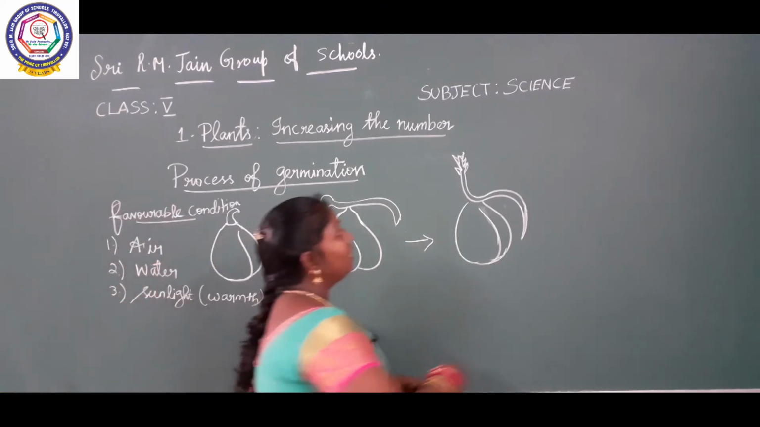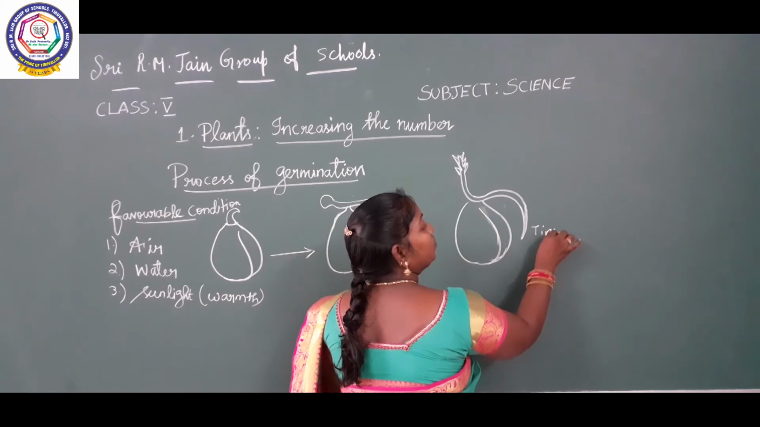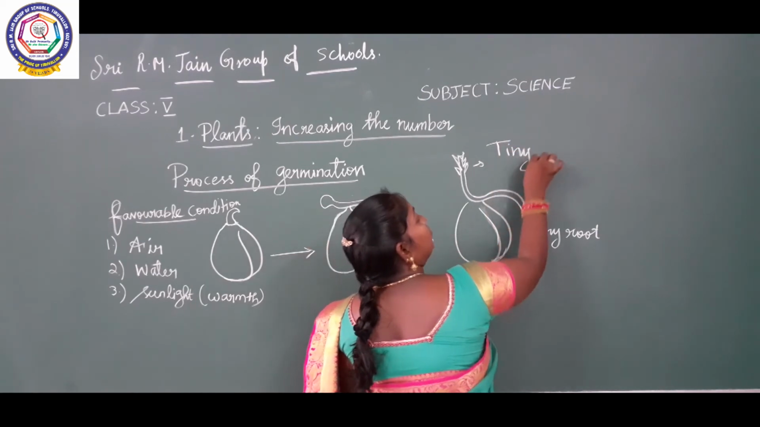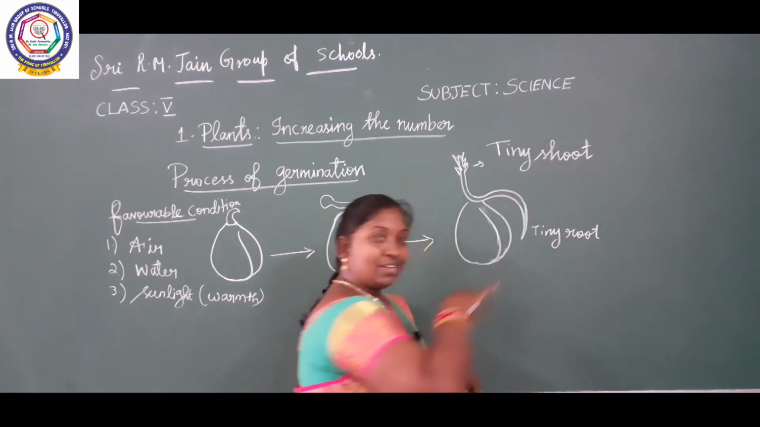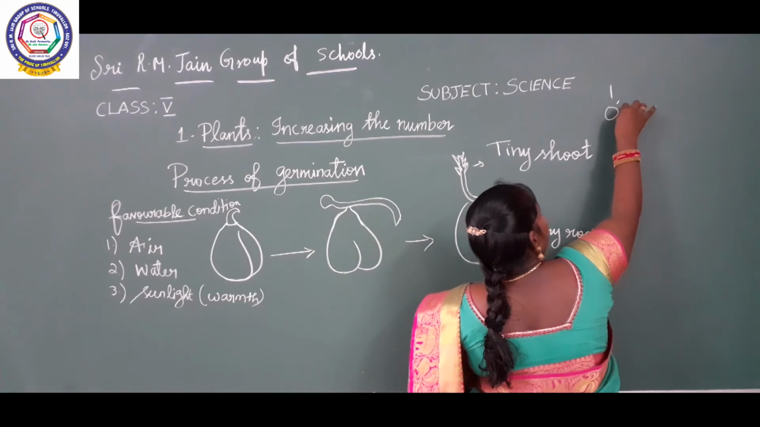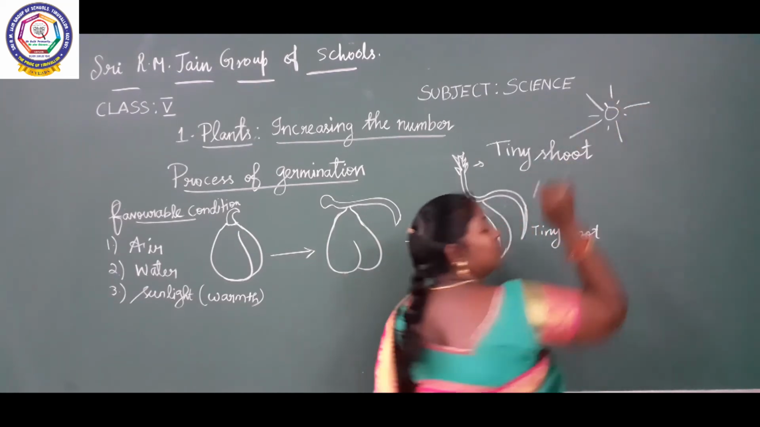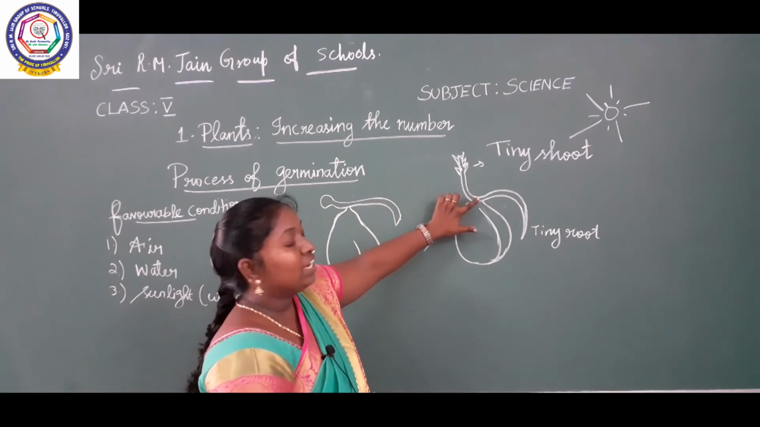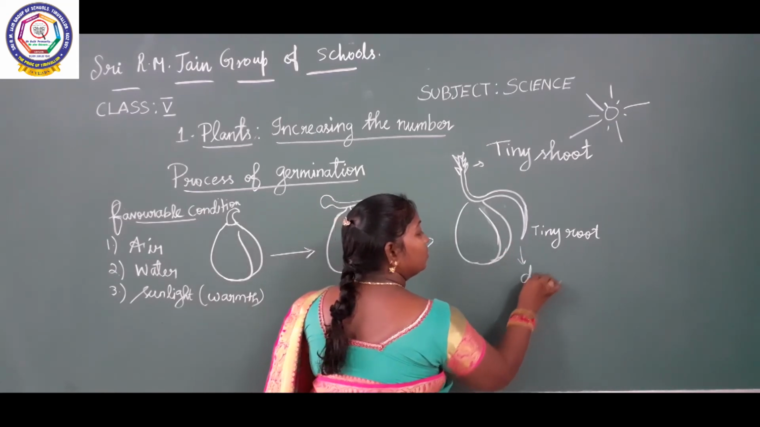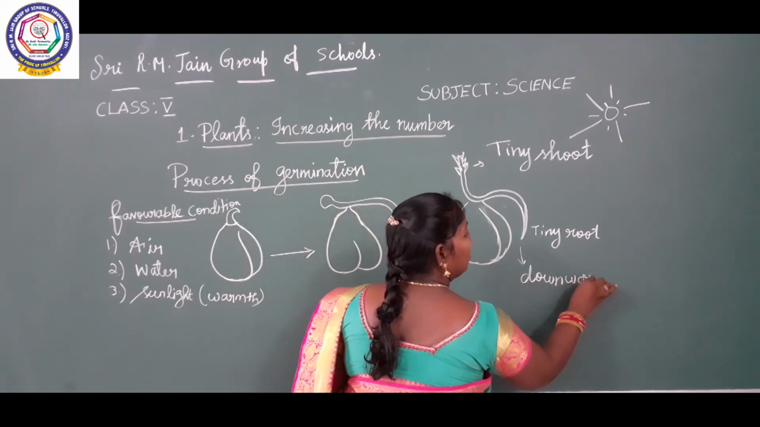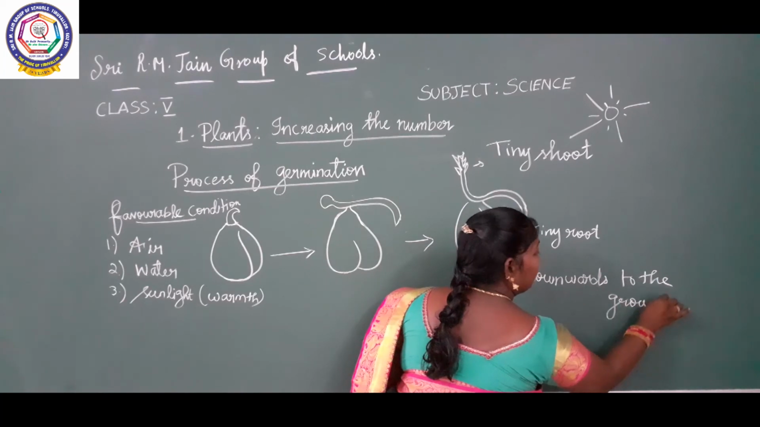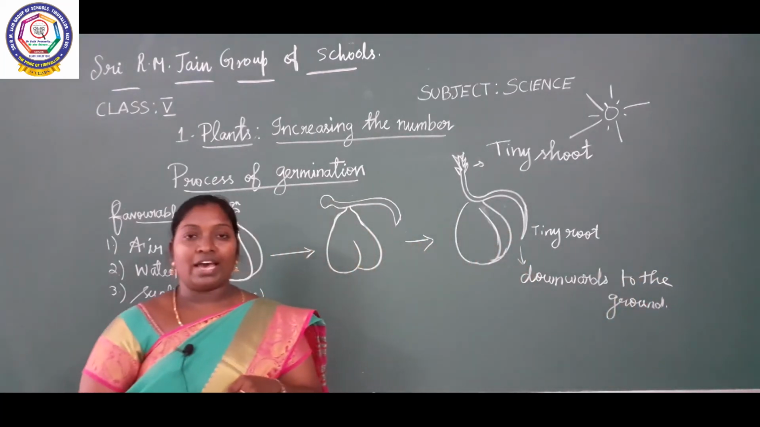After that, there are tiny roots. This is the tiny shoot. When the condition is proper for the seed, this shoot will gradually grow towards the sunlight. When this is okay, it will come out of the soil and grow towards the sunlight. This root part will grow downwards. This is how the seeds grow and develop.